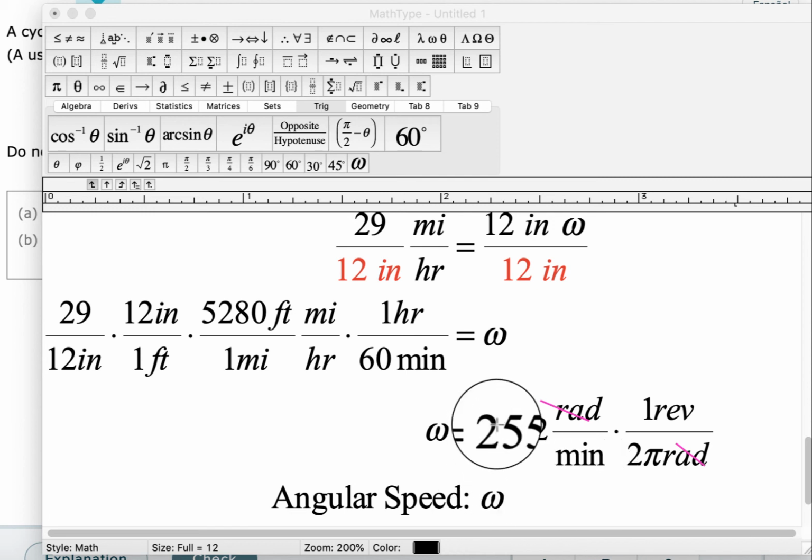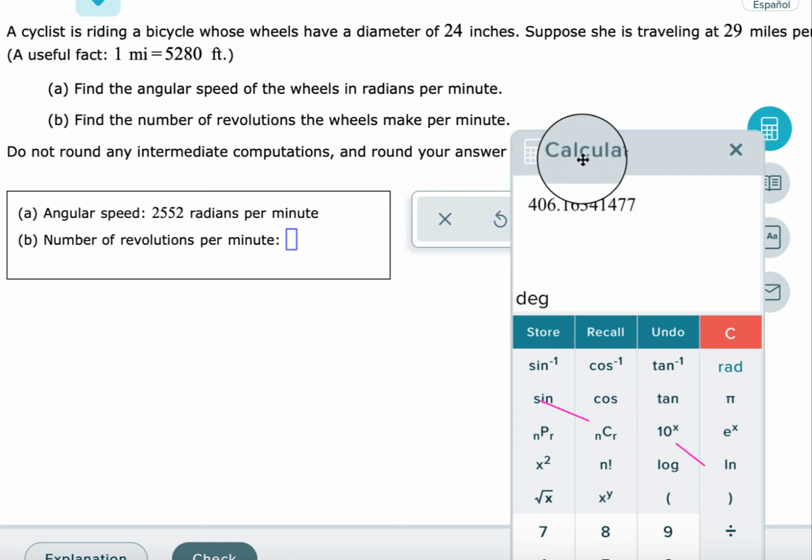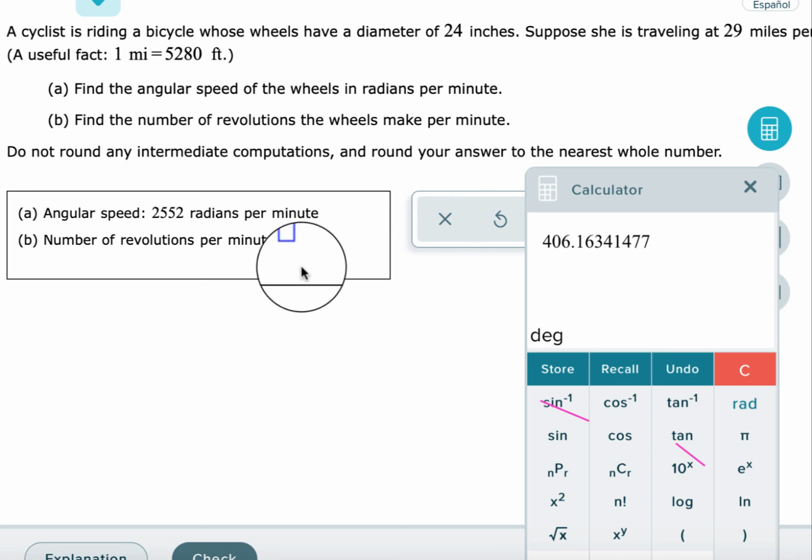So our answer is going to be 2552 divided by 2 pi. So it's approximately 406.163, and if we round to the nearest whole number, it's 406. So I hope this movie on linear and angular speed is helpful.